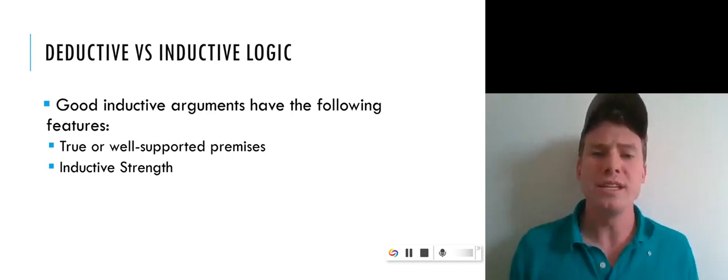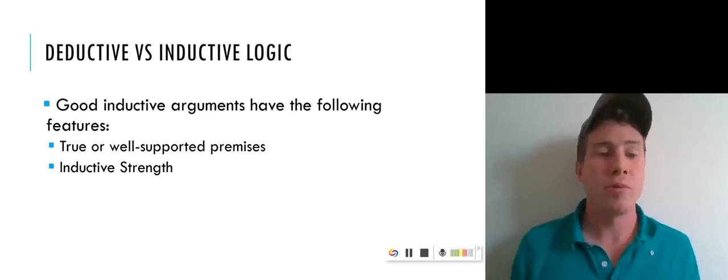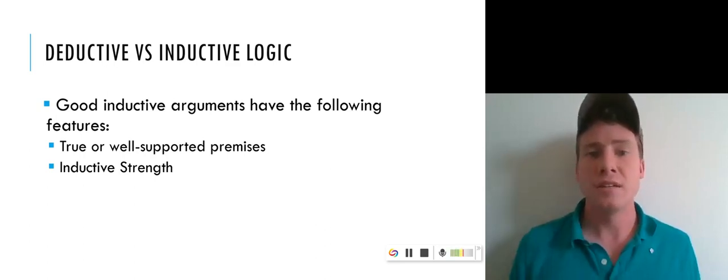So good inductive arguments have the following features. They have true or well-supported premises, and they're inductively strong. They have a high degree of inductive strength. Note here a key difference between validity and inductive strength. Validity is a binary notion. An argument is either valid or it's invalid, and that's all there is to it. Inductive strength comes in degrees, right?